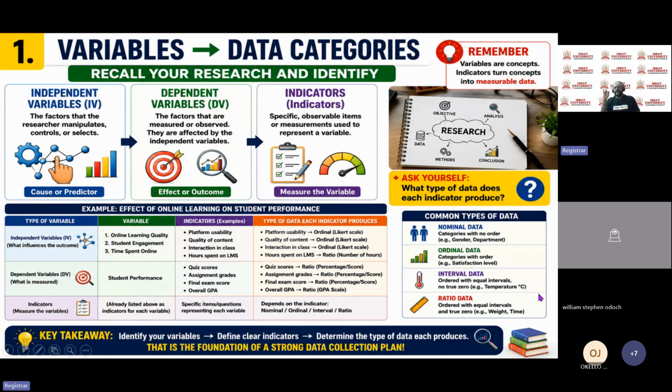Now, if you look at variables to data categories, I request you to kindly open your research. All of you, open your research, and take out your independent variables and your dependent variables. This is a practical session. That is the first task I'm going to give you. I may be asking you questions. Okay, I'm giving you just 5 minutes.